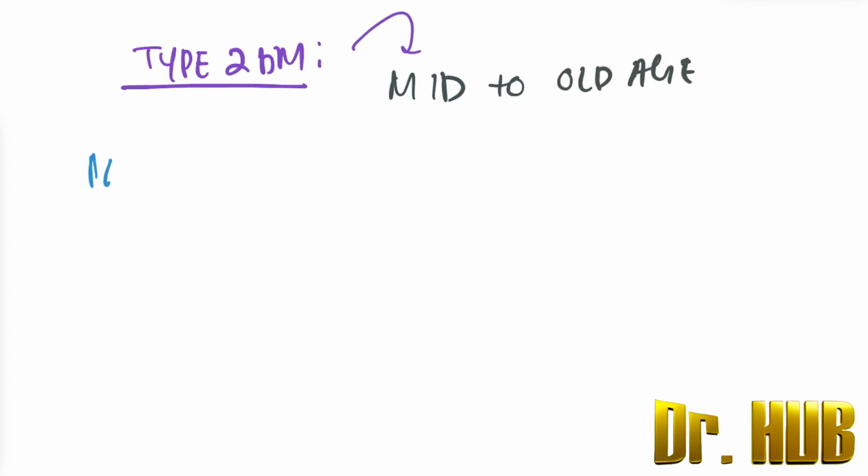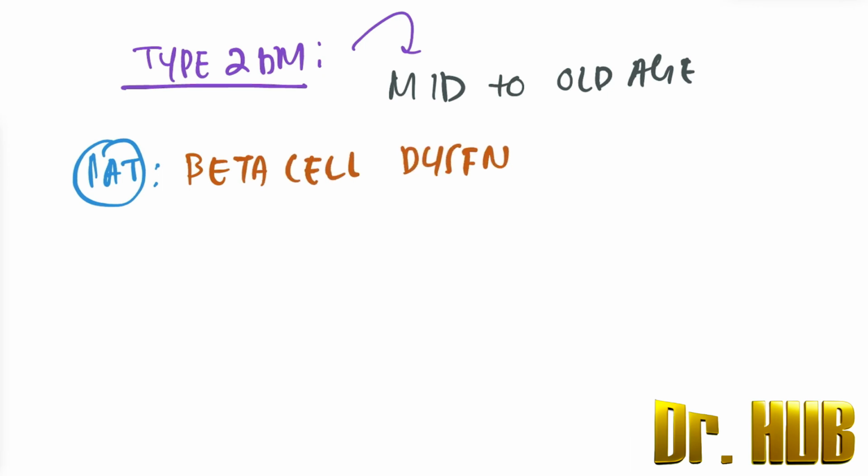Next, the question arises on the pathology. Upon pathology, there is beta cell dysfunction as well as insulin resistance. Now, what about the family history?